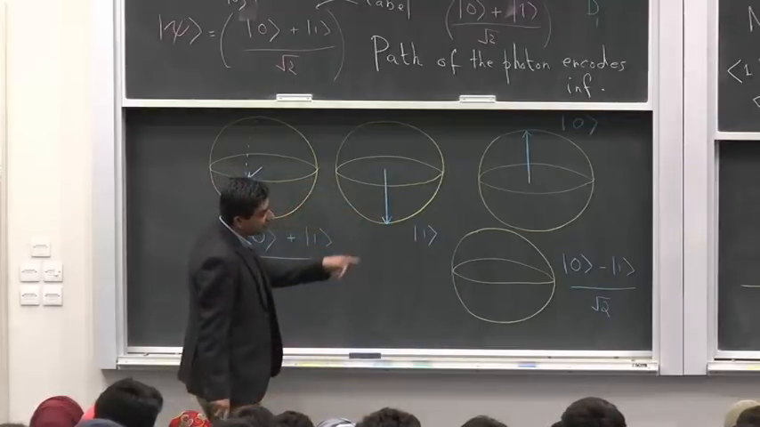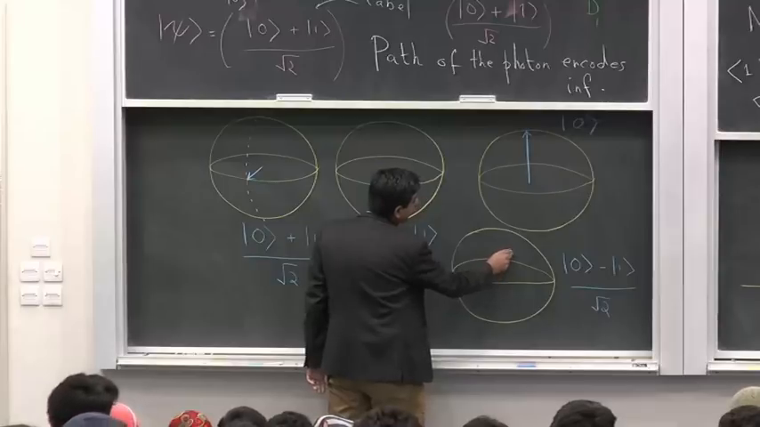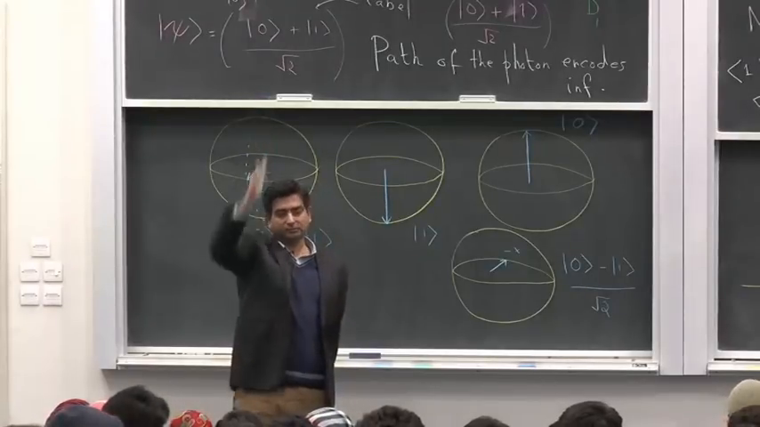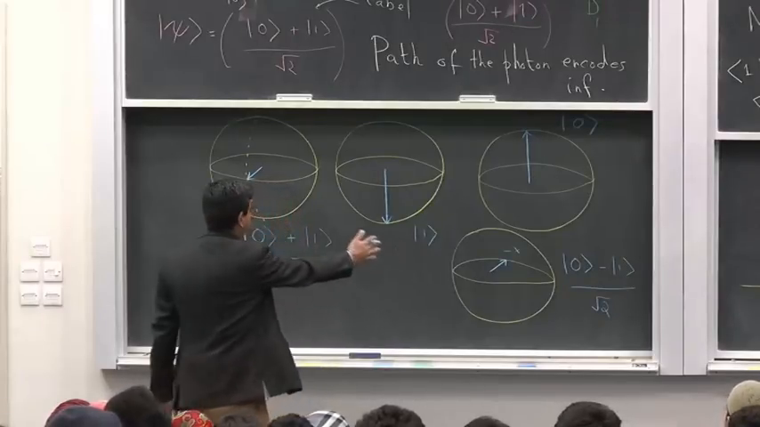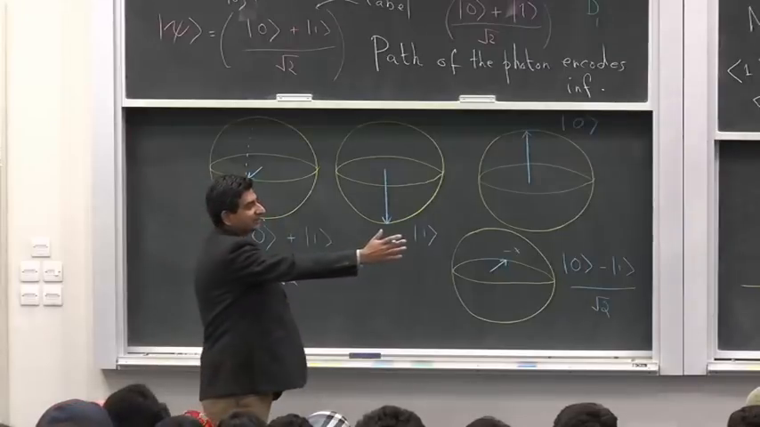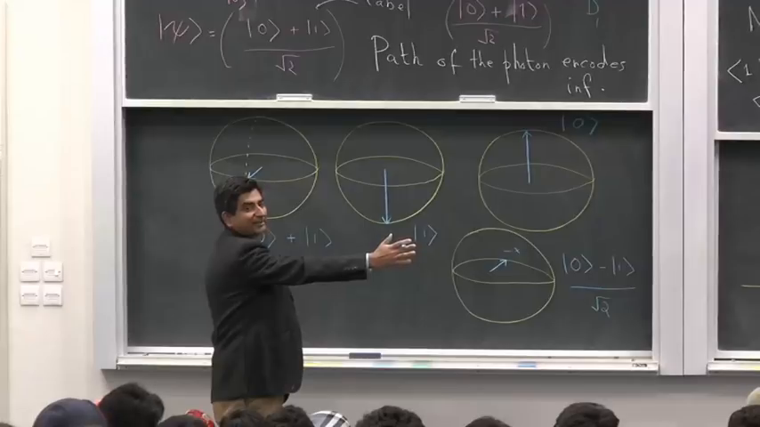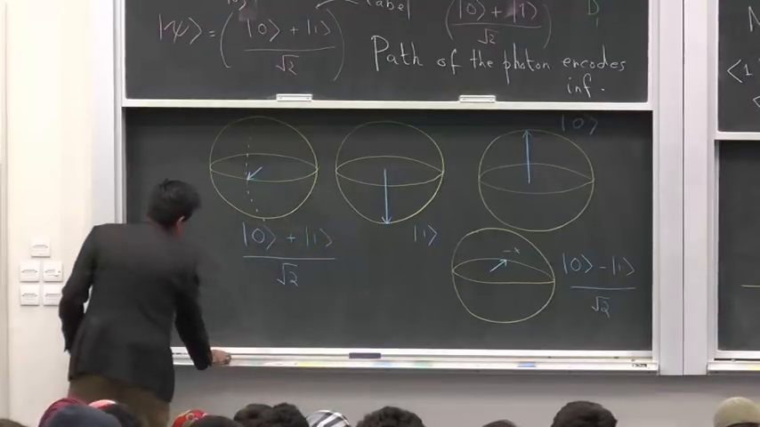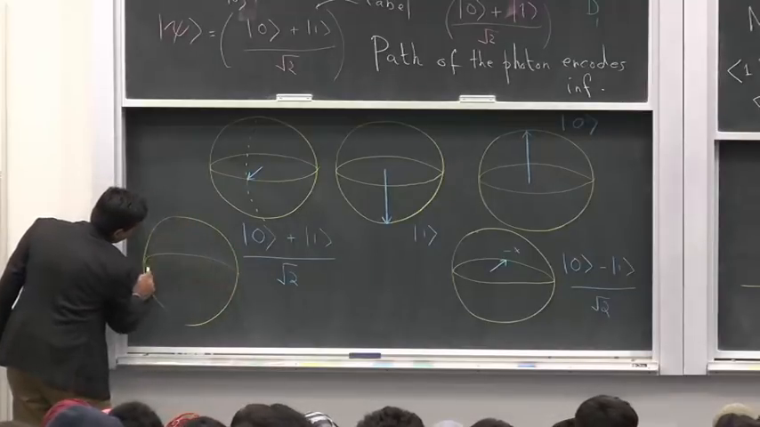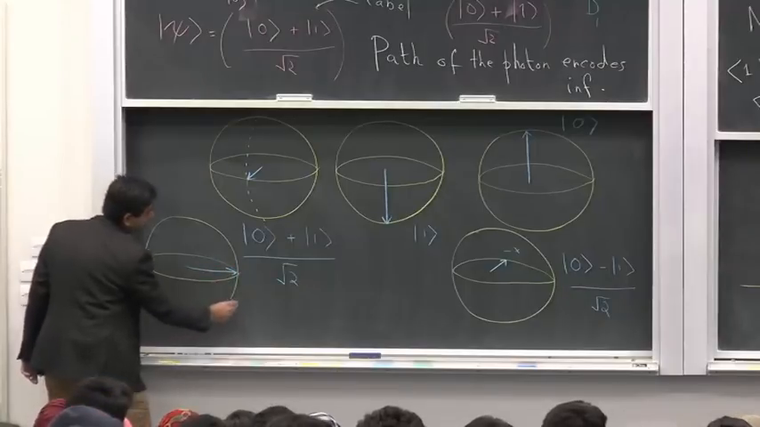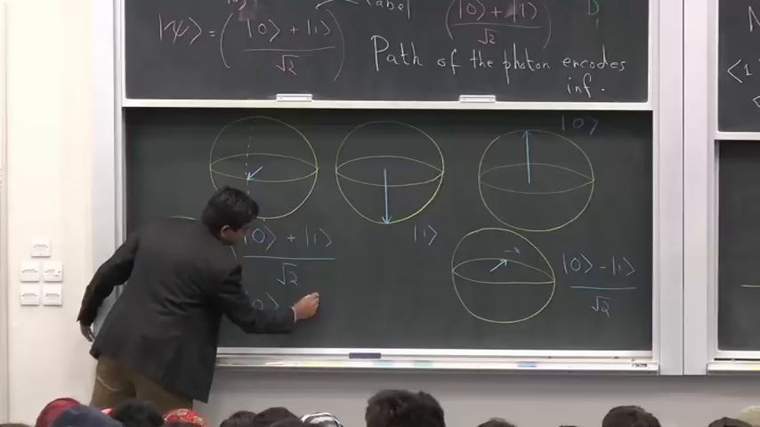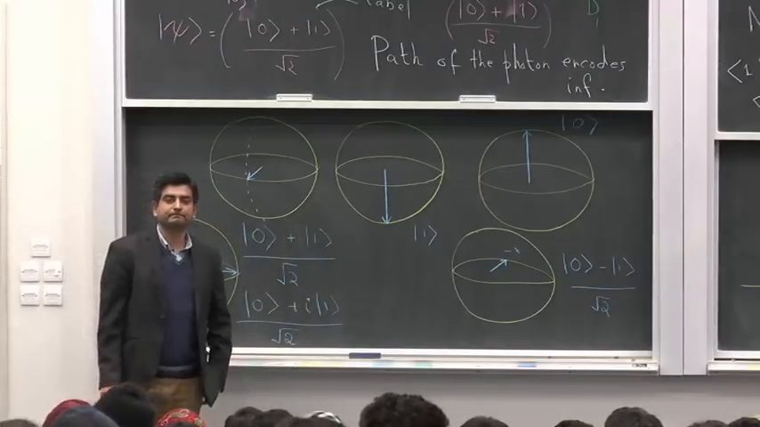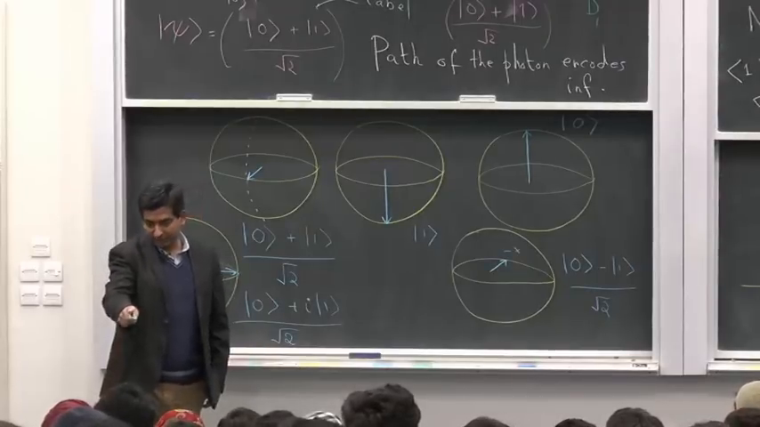If I would like to represent this state on the Bloch sphere, it's going to be represented by an arrow that points along the minus x-axis, on the equatorial plane, but on the minus x-axis. So this is 0 plus 1, and this is 0 minus 1. What about this state, minus 0 plus 1? No, it's going to be 0 plus i times 1. So if I were to draw this, this is 0 plus i 1. All right?